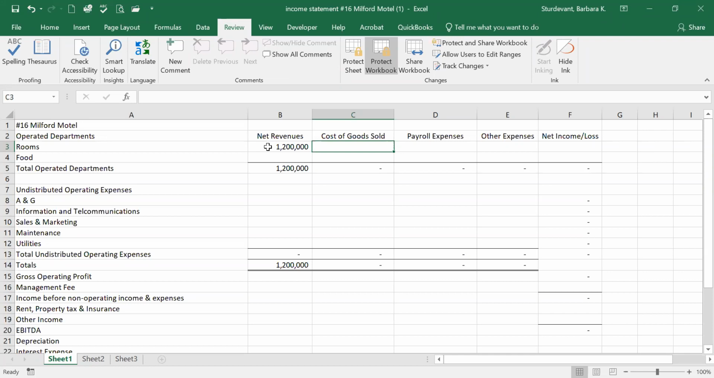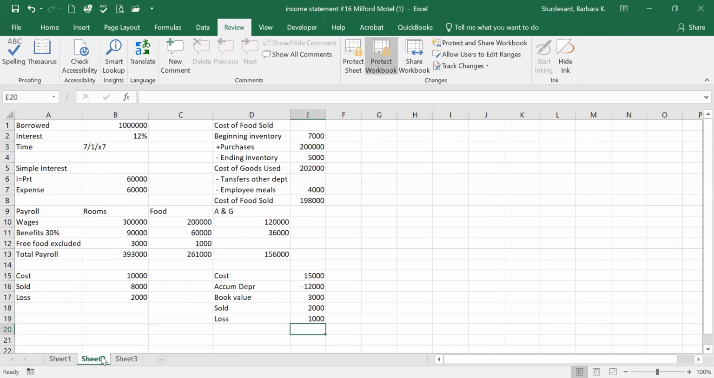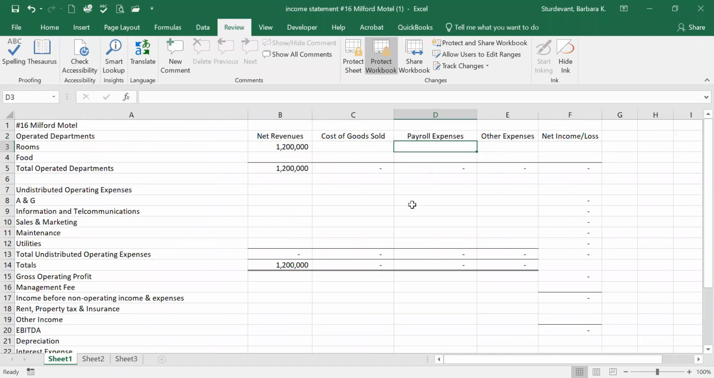No cost of goods sold for rooms. Payroll expenses. So let's go back over here. You can still see these back and forth, right? Yeah. Okay. I think if I stay in the spreadsheet, I think it's okay. So what I want to do is I want to pick up this number right here. This is my total payroll for rooms. Put that in.